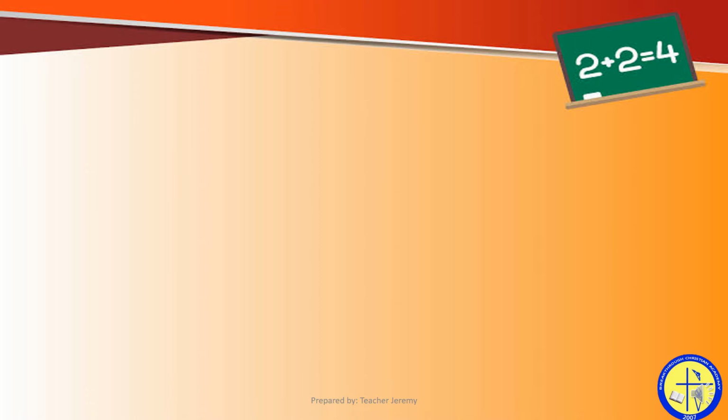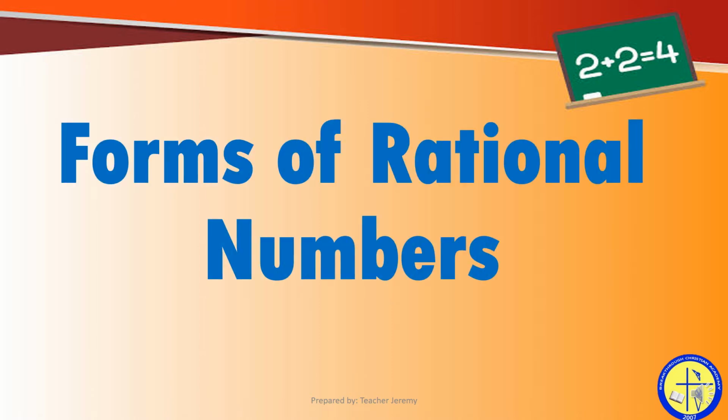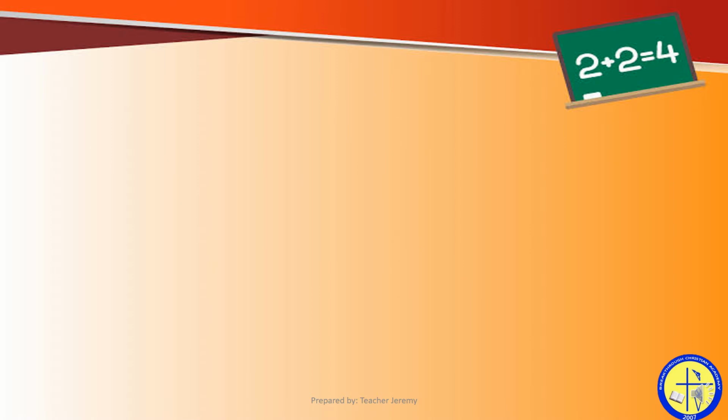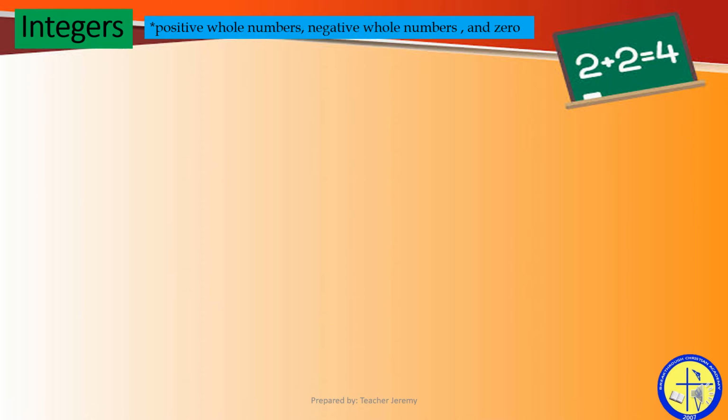Today is about forms of rational numbers. Last meeting, we already discussed integers. When we say integer, this refers to the positive whole numbers, negative whole numbers, including 0. For example, we have positive 5, positive 26, positive 2. We also have negative 8, negative 17, 0, and negative 1.